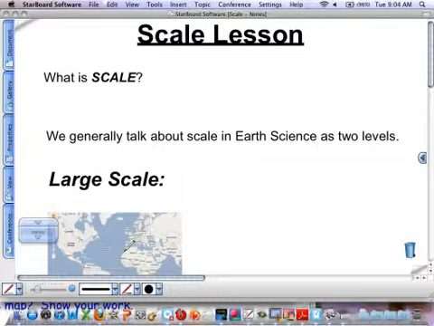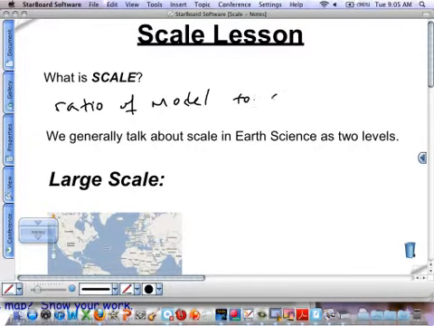How many of you guys do models? What does it mean by the scale? Size of a model compared to the real size. Yeah, it's a comparison of two things. We're comparing the actual size to our model size. That's really all the scale is. It's a ratio or comparison of the model to the actual. That's all it really is.